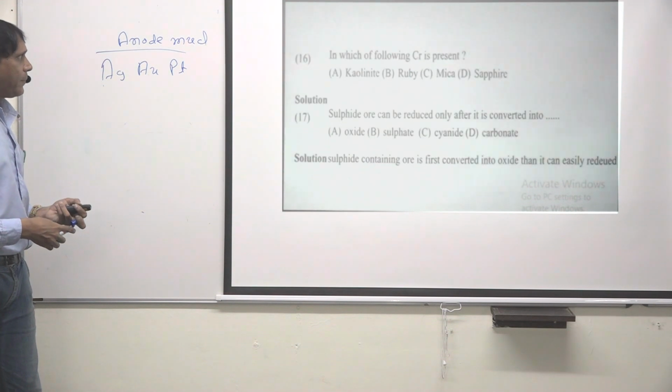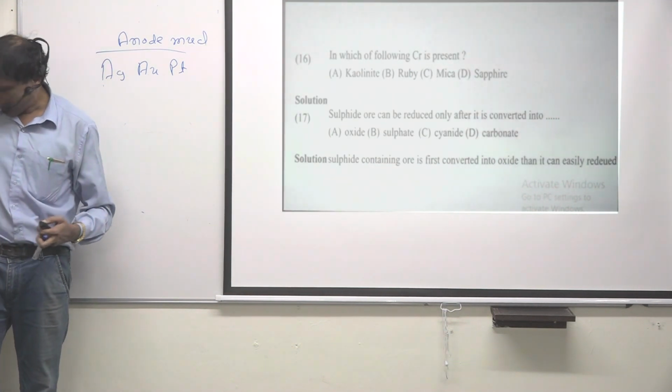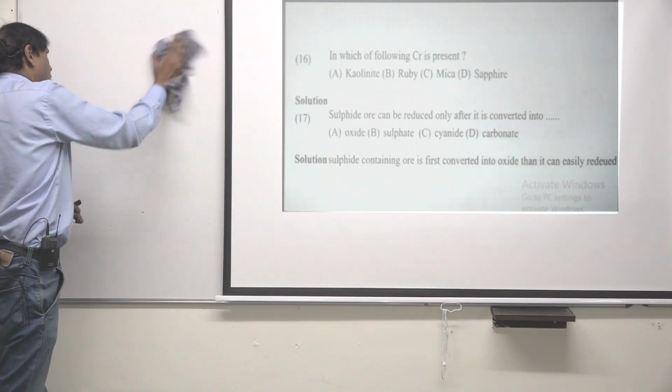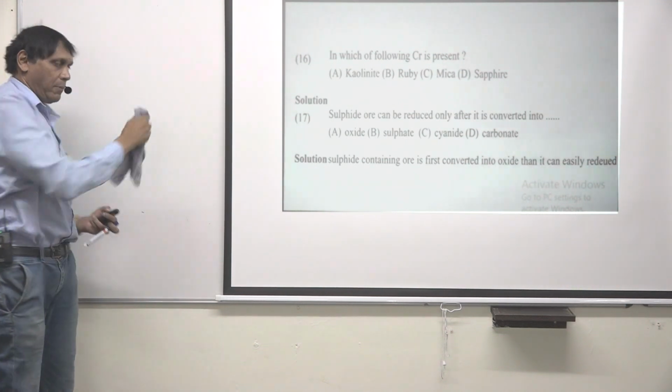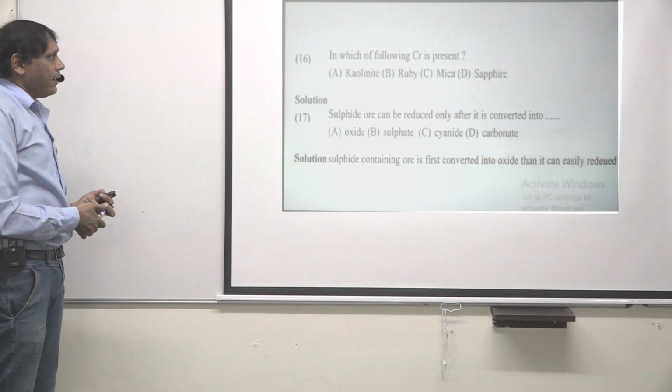That's the answer. In which of the following is chromium present? You know that? We can just say that ruby consists of the impurity of chromium metal along with aluminum oxide, that's the gemstone. So ruby is the answer.